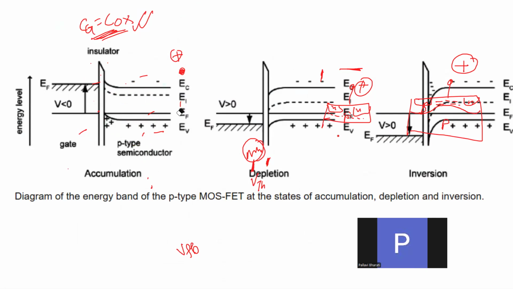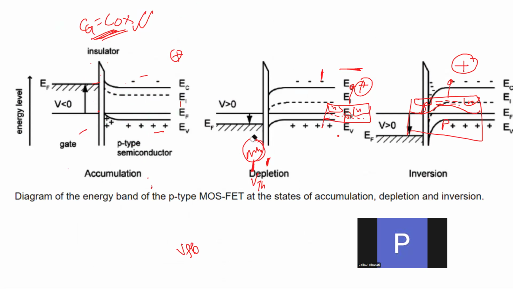The first type is the accumulation region. To bring accumulation in the p-type substrate, you will have to give a negative gate voltage. Negative gate voltage will attract holes and the bands will bend upward. Attracting holes is redistributing the charge, it is not transferring.